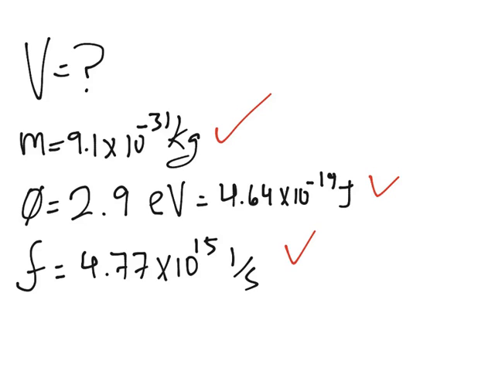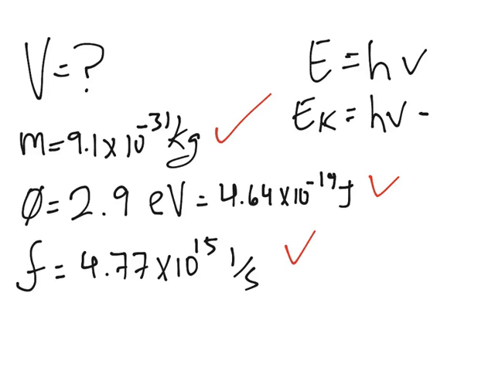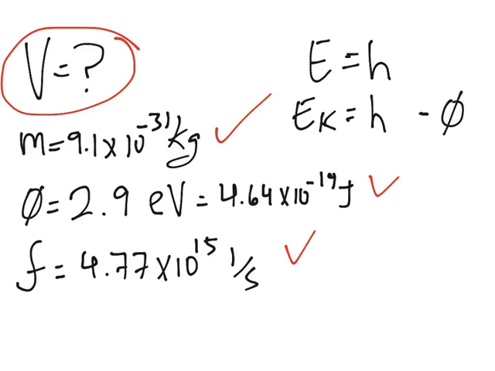Planck's equation was energy is equal to Planck's constant times frequency. And the equation we just figured out from the photoelectric effect is kinetic energy is equal to hf minus the work function. And when you look at what they're asking, velocity, we don't have velocity in any of them. And I'm sorry, I told you that I was going to write frequency as an f, so there we go.